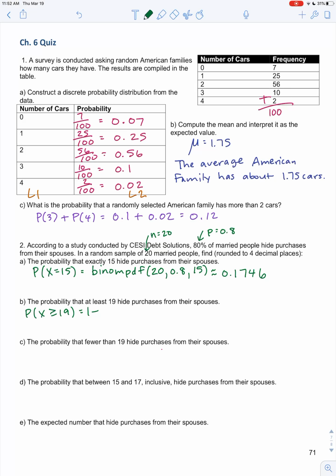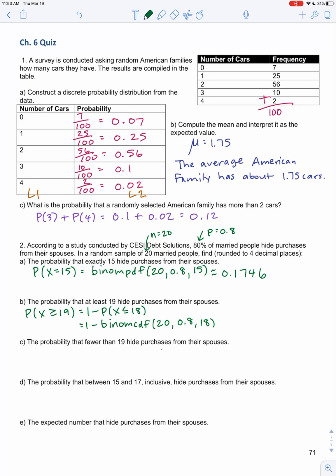So the complement of 19 or more would be 18 or fewer. So now I can write this inequality with a less than or equal to sign, which corresponds exactly to my Binom CDF function. Remember that the C stands for cumulative, so up to 18 successes. And you can type this in your calculator all in one line. So 1 minus Binom CDF, number of trials, probability of success, and up to 18 successes.